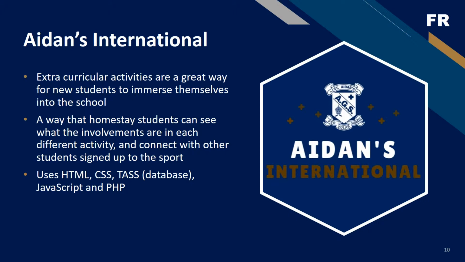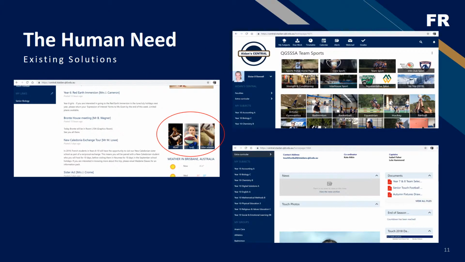The application will be developed via Visual Studio Code using HTML, CSS, and access to the school database TAS. JavaScript will be used for the interactive element of the application, and PHP would be useful to use for the connection of databases. Aiden Central is a website that all students and teachers at St. Anne's are able to access.